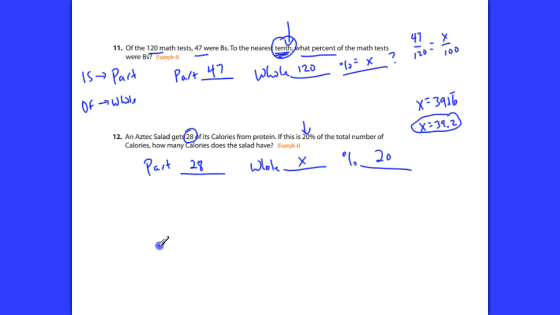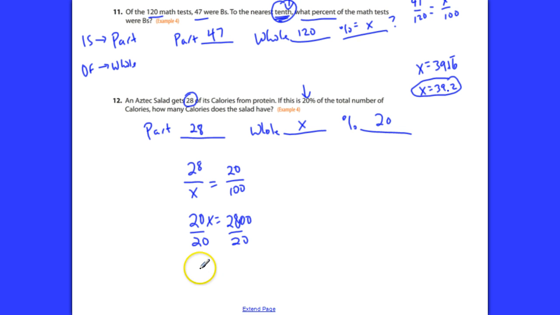Maybe there's different things other than protein that would give it calories. So that's part and whole. And remember, part is the is. So your proportion is 28 over the whole, which is x. So that's unknown. And that's equal to 20%, which is 20 over 100. So we crisscross. 20x equals 2800. x is equal to 2800 divided by 20. And I put that in my calculator. I got 140 total calories.